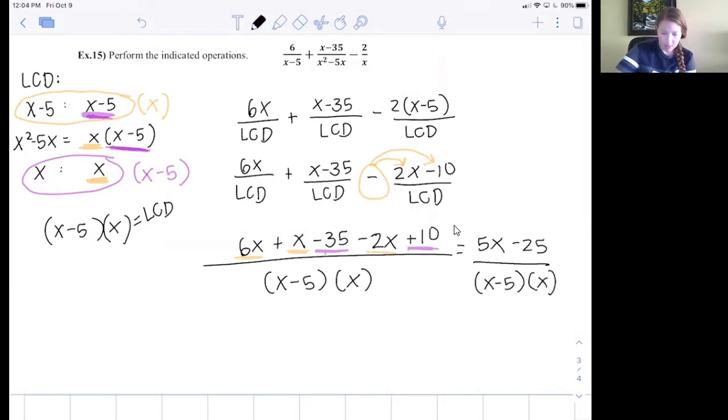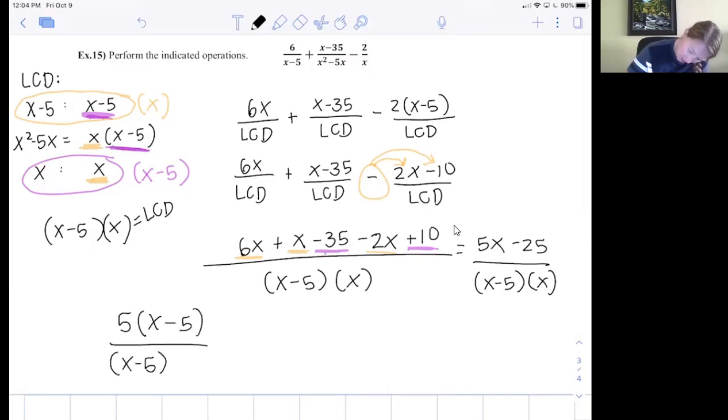Now that top, I can see that I can take a 5 out. So I'm going to take a 5 out. And I'm left with x minus 5 over x minus 5 times by x. So now I can see I can cancel out x minus 5, x minus 5. So now I'm just left with 5 over x, which is going to be your answer.